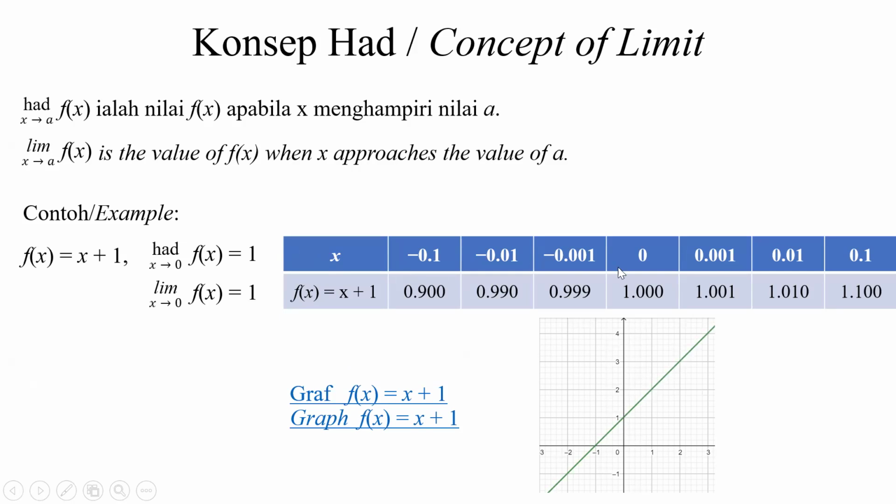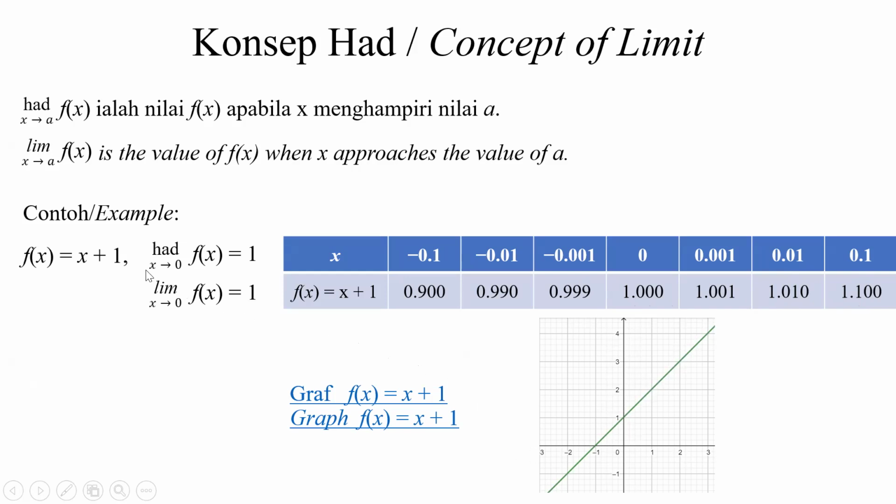If we look at the table, when x equals 0, if you substitute x equals 0, you get 1, no issue. But you take a value that is close to 0, but not 0. Let's say we take 0.0001, then you get 1.0001. Okay, 0.01, a little bit further, 1.01. Then 0.1, even further, 1.1. Same thing goes to this, further to the left.